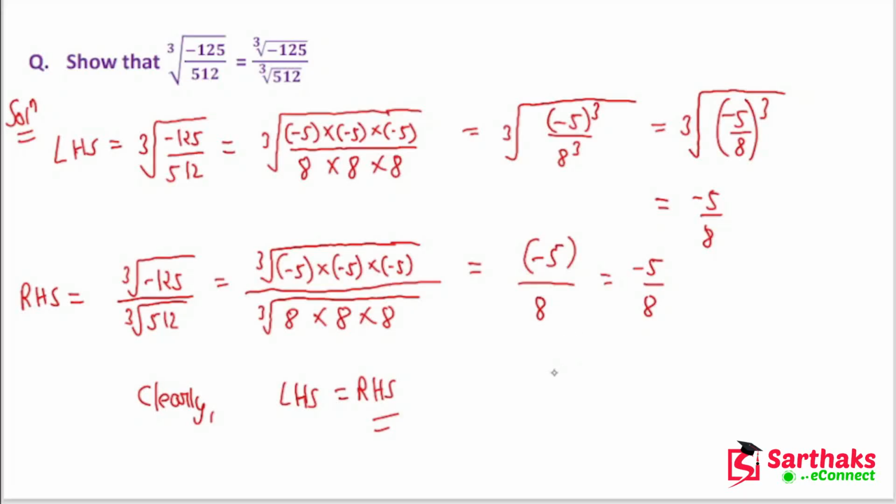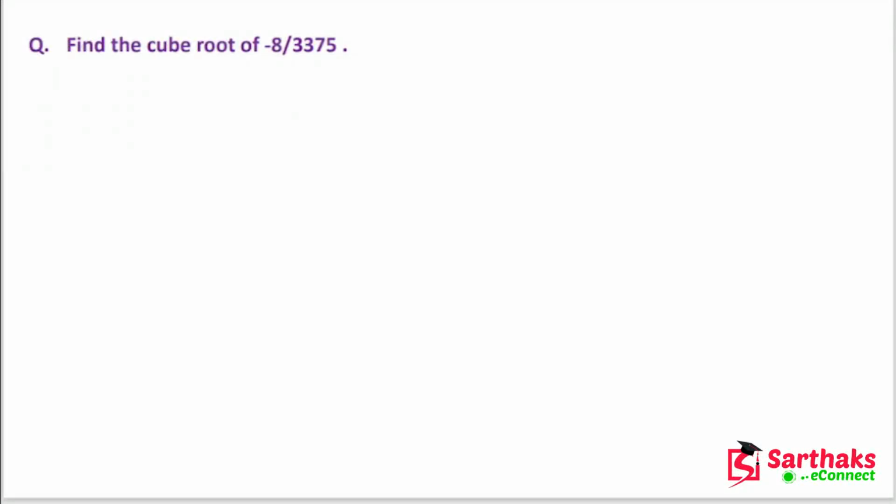I hope it is pretty clear because this is just the use of the quotient formula for negative numbers. Okay, let us move on to the next question. Now this question says calculate the cube root of minus 8 upon 3375. Again it is the same formula. So let us start the question.